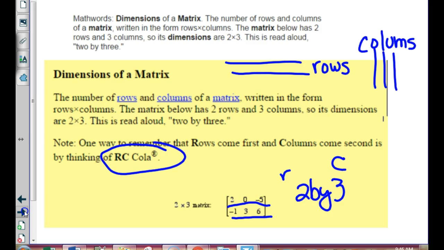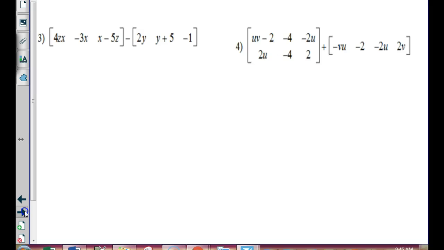Easy peasy. All right. So this is question 3, algebraic. Can we do this or not? Be careful. 1, 2, 3. This is all 1. 1, 2, 3. Because you see it's all in one space here. So this is 1 row by 3 columns. And so is this one.